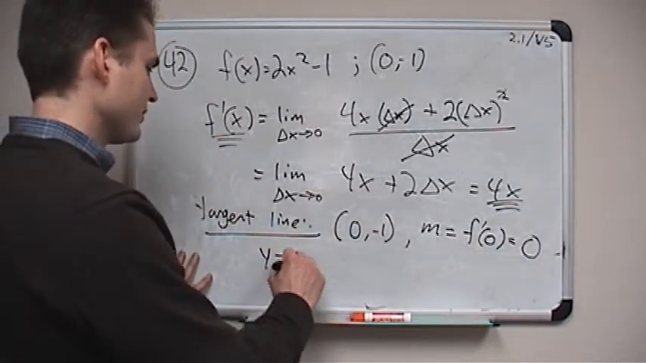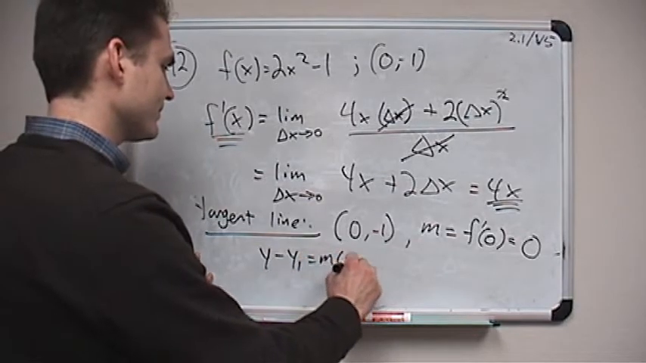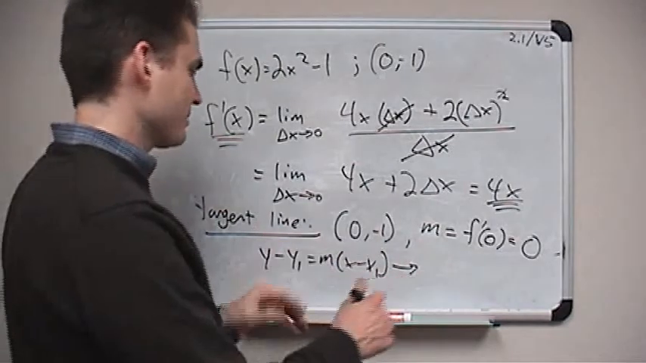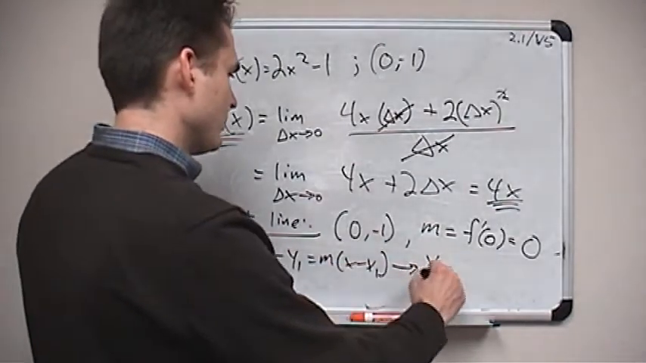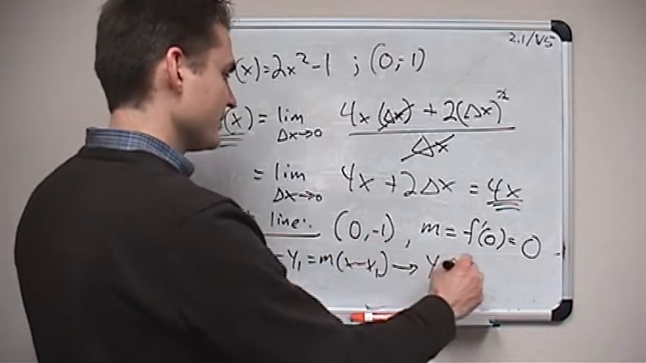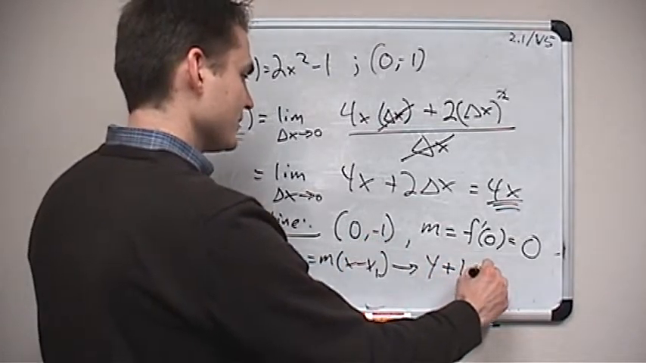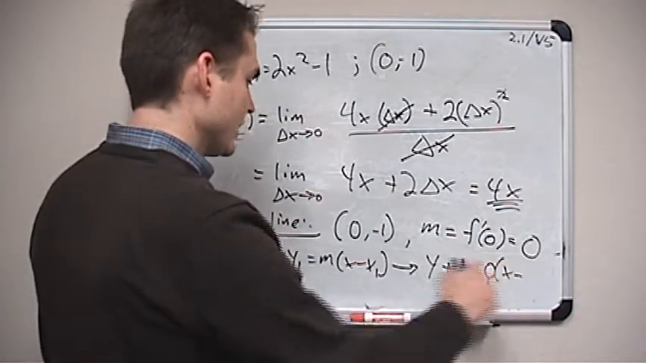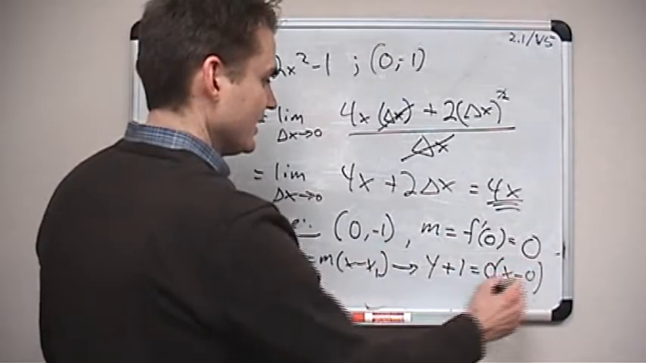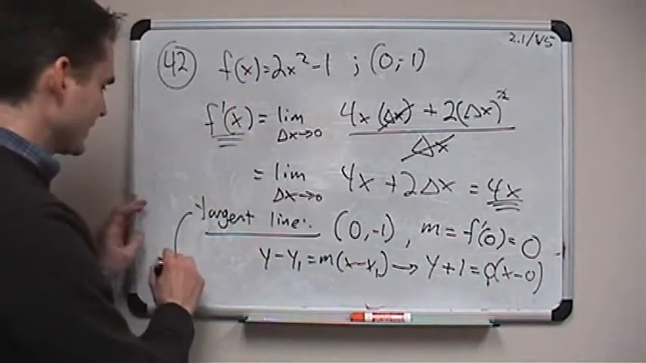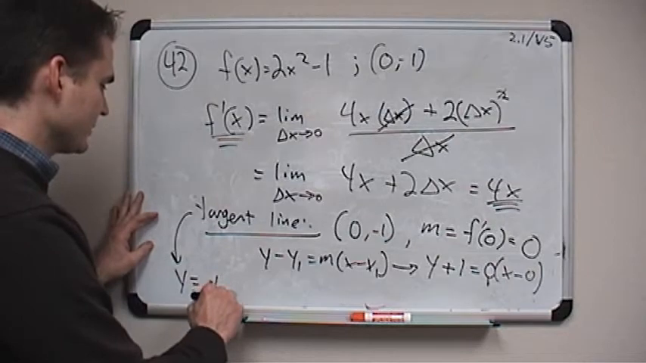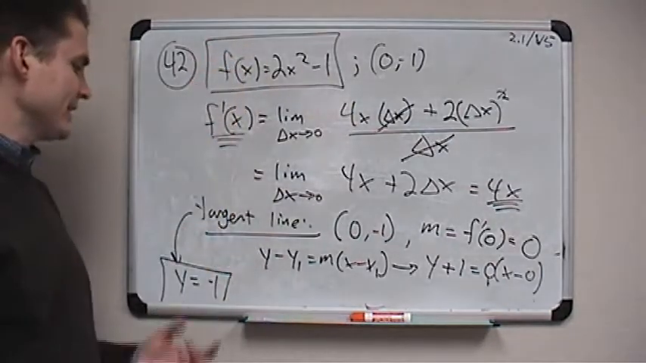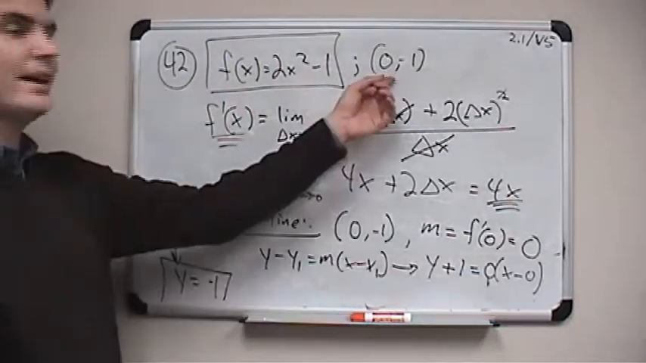We can use the point slope formula to get the line now. Just to save a little bit of space, I'll go ahead and plug everything in here. We get y minus the y-coordinate, which is y plus 1, equals m, the slope, which is 0, times x minus the x-coordinate. So if you move everything over to one side, you'll get the tangent line is y equals negative 1. So this function has a tangent line of y equals negative 1 at that point.